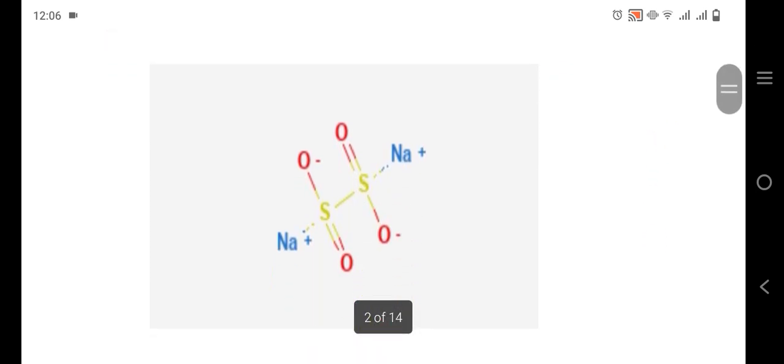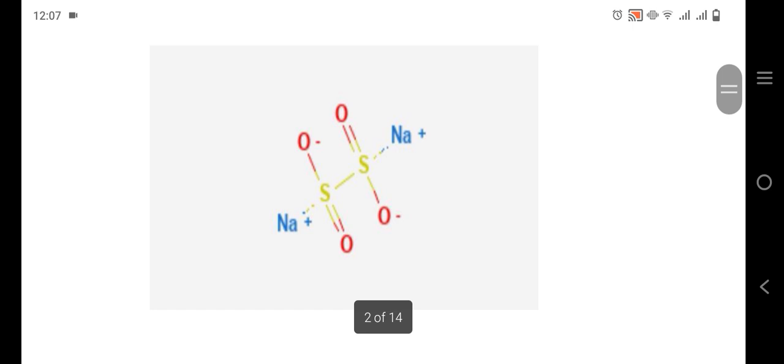Here we can see the structure of sodium hydrosulfide. The structure of sodium hydrosulfide consists of two sodium ions and a dithionite anion, which is basically S2O4. The dithionite anion contains two sulfur atoms double bonded to two oxygen atoms each, with the sulfur atoms also bonded to each other by a single bond. This structure gives sodium hydrosulfide its reducing property as the sulfur atoms can readily donate electrons.